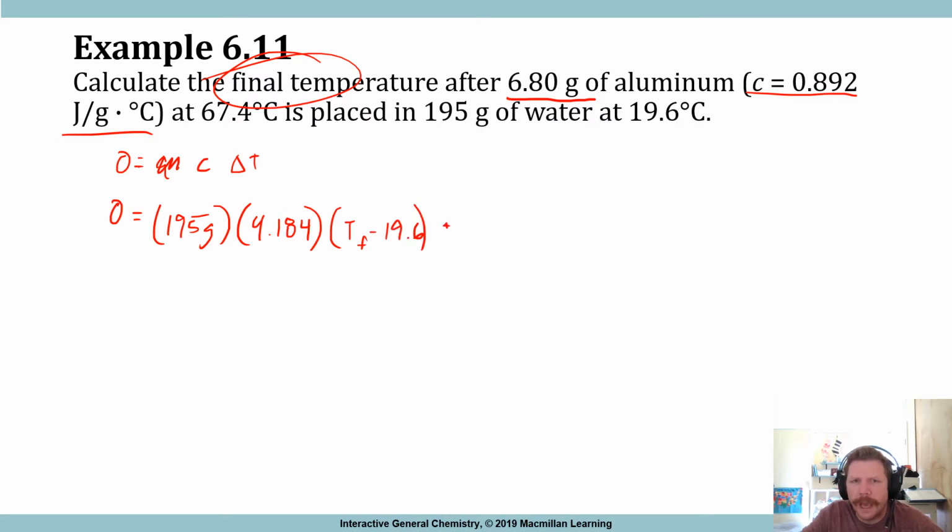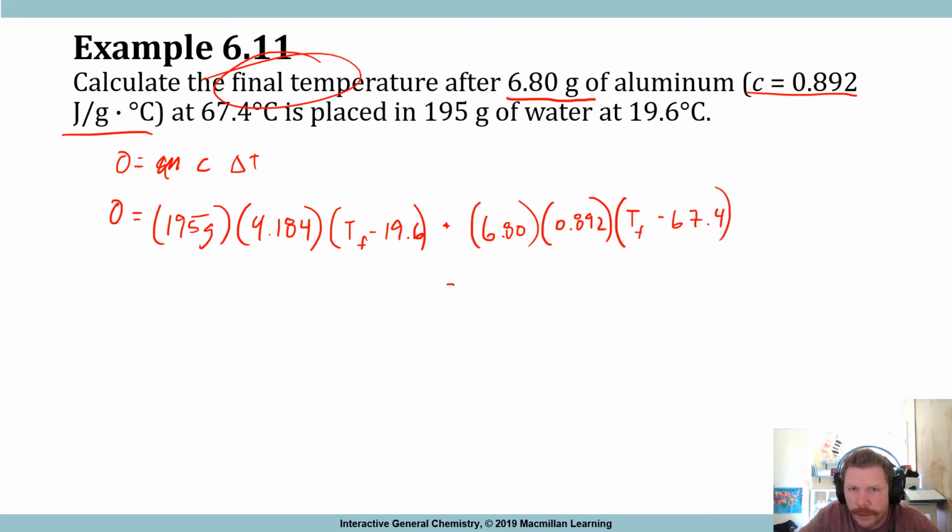Okay, all of this is added to, well, here we've got the mass of our aluminum, 6.80 grams. We have the heat capacity of our aluminum, 0.892, and our delta T for this is going to be a little bit different because we know our initial temperature of our aluminum, but we don't know our final temperature of aluminum. So that would be T sub F minus 67.4.